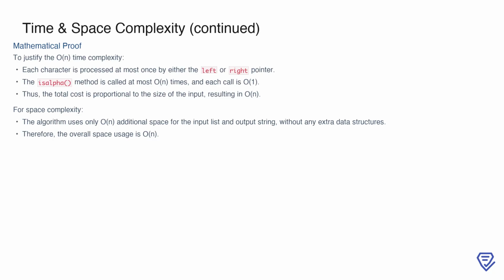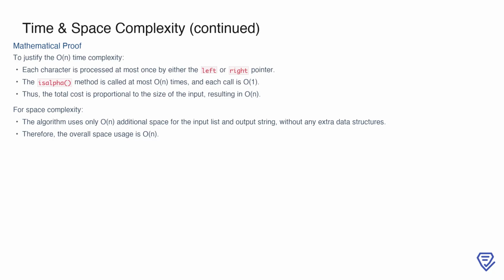The isalpha method, which checks if a character is a letter, is called at most O(n) times, and each call takes constant time. Therefore, the total computational cost scales linearly with the input size, confirming the O(n) time complexity.